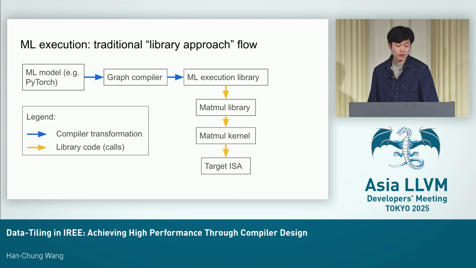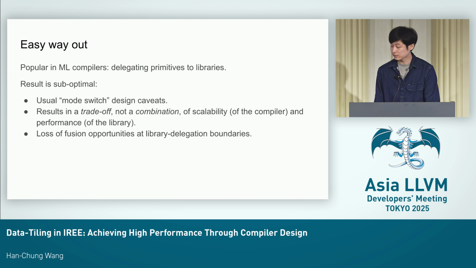And what is popular in the ML compiler is delegating primitives to libraries. The models are imported into a graph compiler. Then we may do some pattern matching and delegate them to an execution library, which calls performance kernels. And it is true that usually libraries, or say handwritten kernels, can have very good performance because they know the target ISA details and have better control for instruction scheduling, etc.